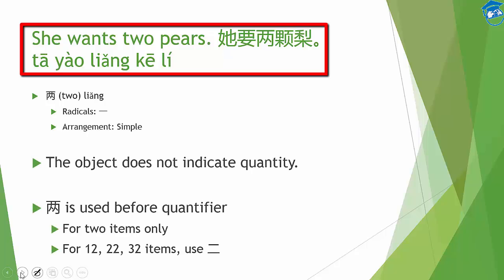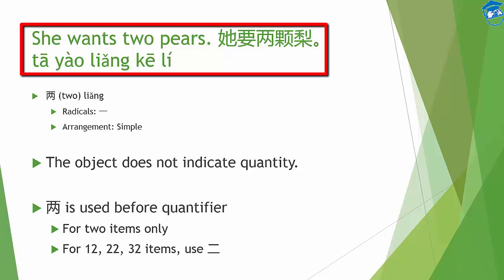Okay, as you can see here, I'm just making a note here. The object does not indicate the quantity. Okay, unlike English, you have to say pairs instead of pair because pairs indicate more than one quantity. Okay, although we are saying more than one pair, the word here still looks the same. Okay, it doesn't have any change in form. So pair is still pair.